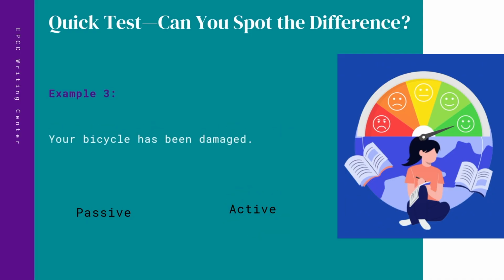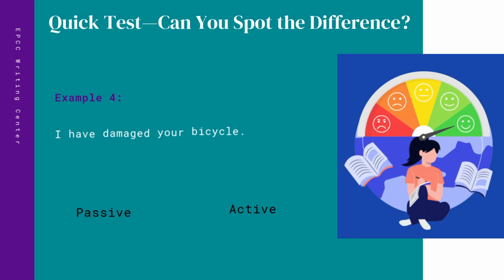Example 3: "Your bicycle has been damaged." This is passive. Example 4: "I have damaged your bicycle." This is active, and probably not a fun conversation.